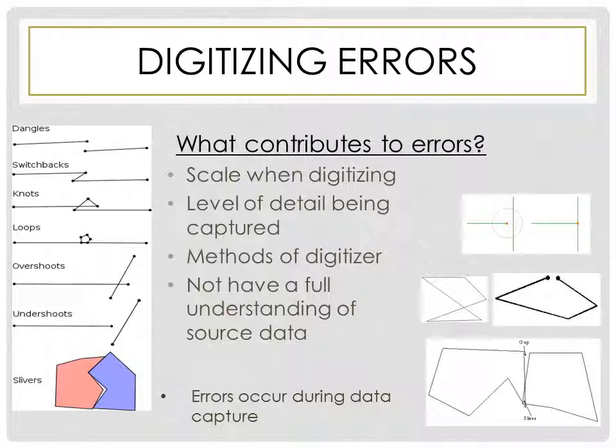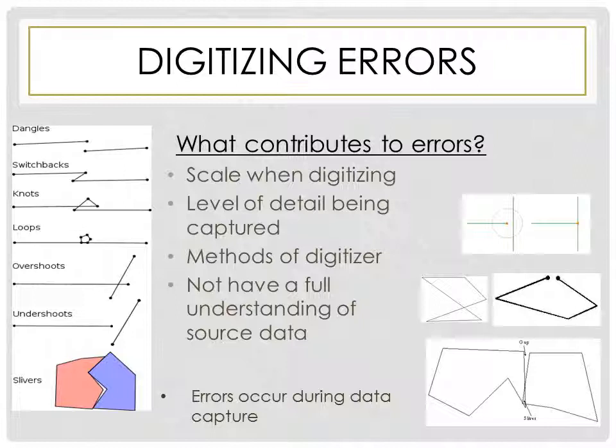Typically what happens is that either there's a mismatch in scale compared to the source data, or the level of detail that's being captured. Sometimes the user is trying to capture less detail than may be needed. They might be better off by operating at a different geographic scale. Maybe they're trying to capture too little detail compared to the types of features. The methods of the digitizer are also very important.